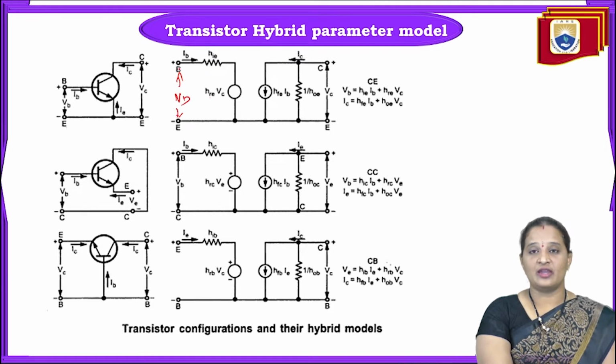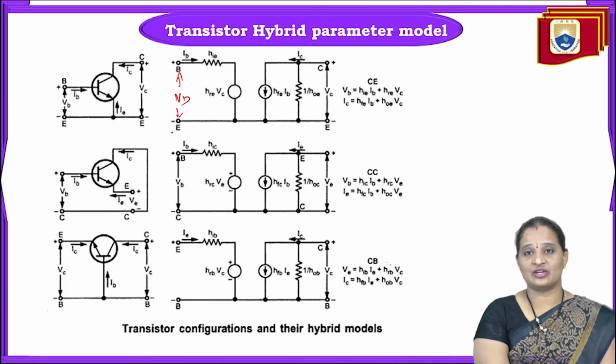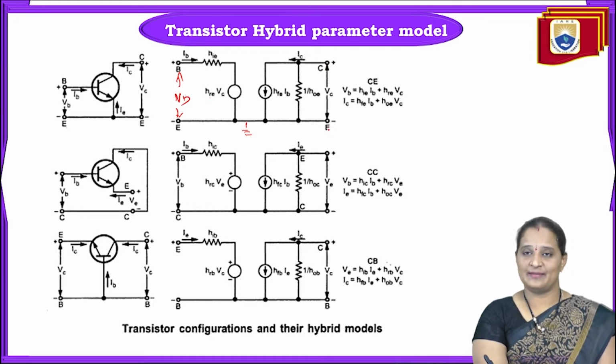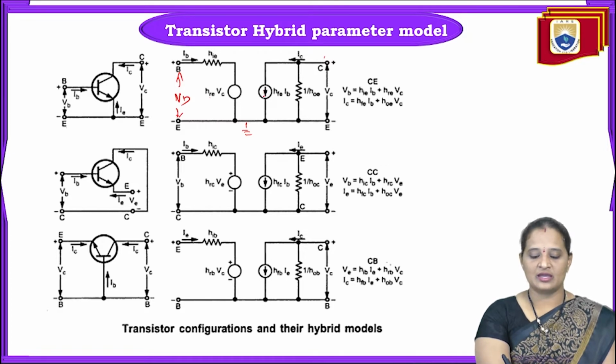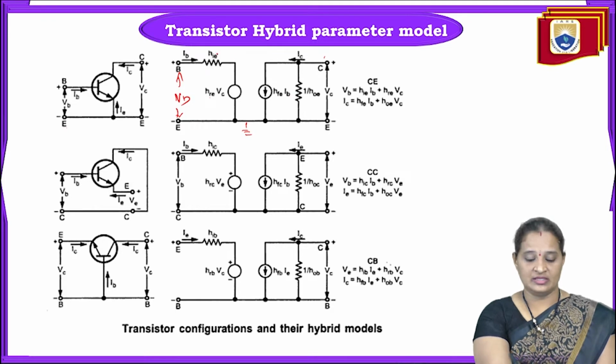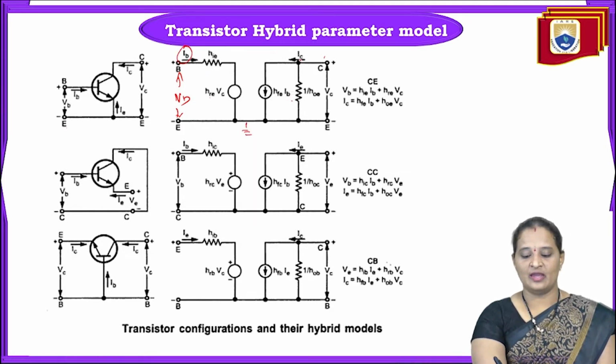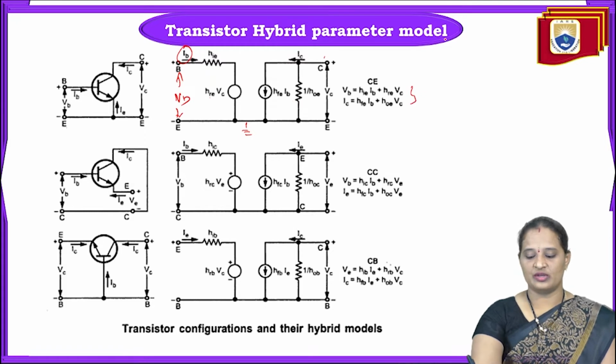So here the input terminal is B, whereas the common terminal is emitter, which is to be grounded. The output terminal is collector and the common terminal is emitter, right? That means emitter is common for both input and output. And here the current source is HFE into the input current. What is the input current we have? IB. So HFE into IB. And the output admittance is HOE, and the current flowing through the output terminal is IC. So these are the equations.